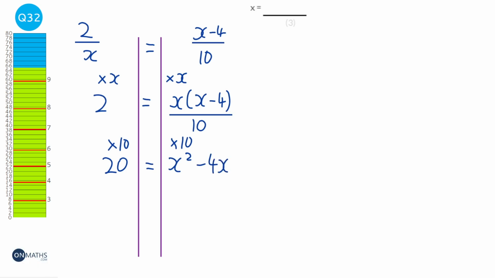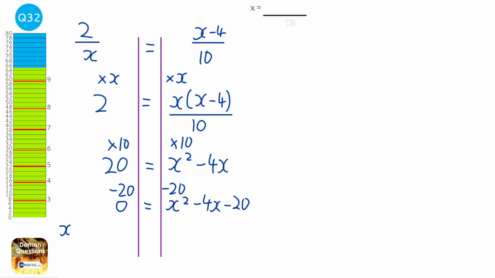And with quadratics, to solve them, I always want to get them equal to 0. So what I'm going to do next is just take away 20 both sides. So we've got 0 equals x squared minus 4x minus 20. And we could say x squared minus 4x minus 20 equals 0.